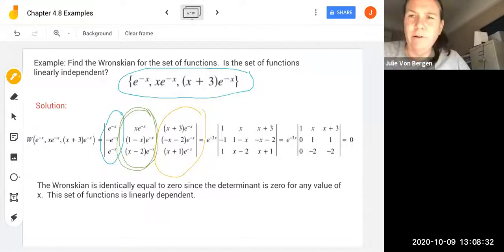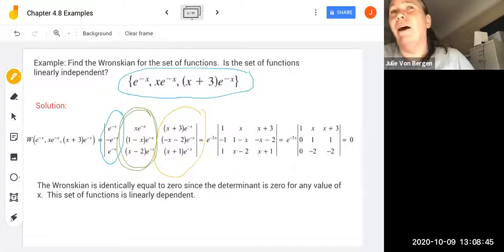If you go back to theorem 3.6 in section 3.3 about properties of determinants, you'll see examples where we factored out like 5s and 10s. And so in 3x3 matrices, when we factored those out, we factored out 5 to the third if we were factoring a 5 out of each row of the matrix, or 10 to the third if we were factoring a 10 out of each row of the matrix. So that's why we've got e to the negative 3x here, because we're factoring e to the negative x out of 3 rows of this matrix.